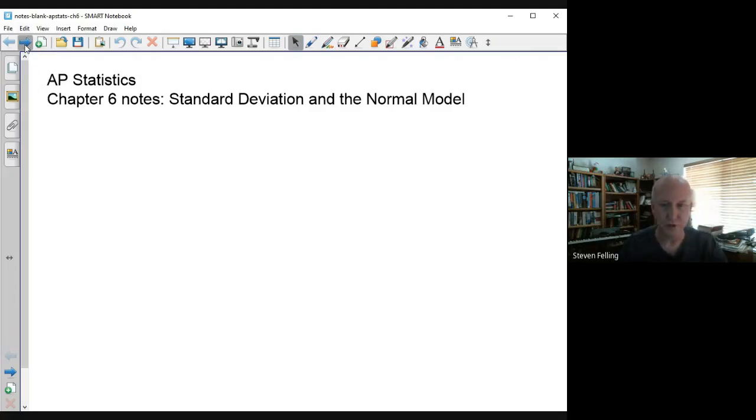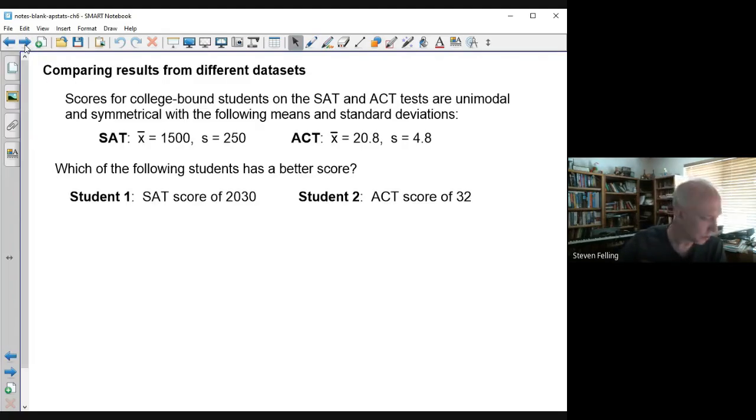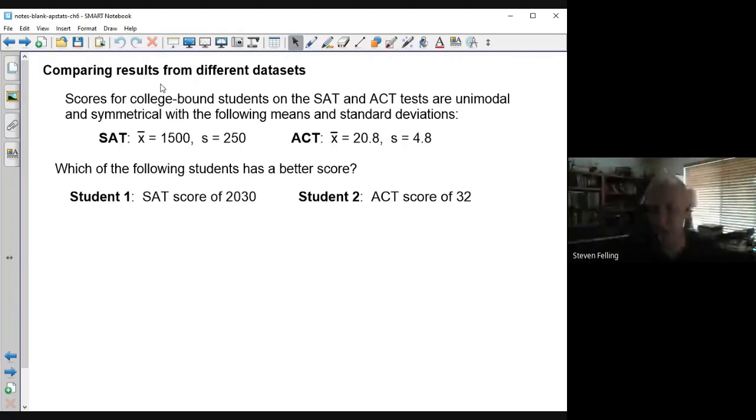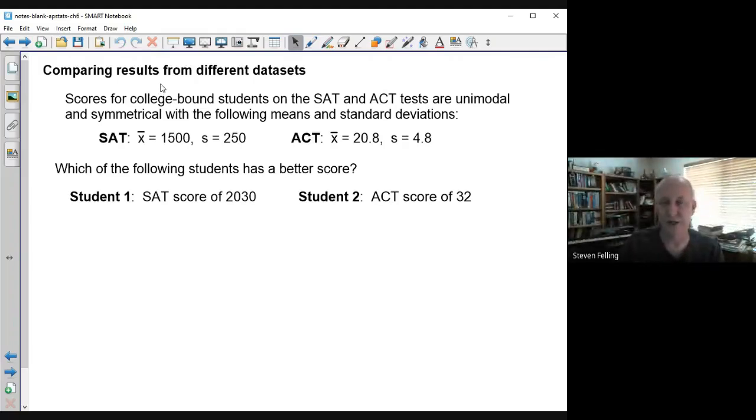First of all, I want to introduce an idea called z-score, and this is a particularly useful thing if you have to compare something from 2 different distributions. Now, for this first thing, we don't have to have a normal distribution. This works on any distribution.